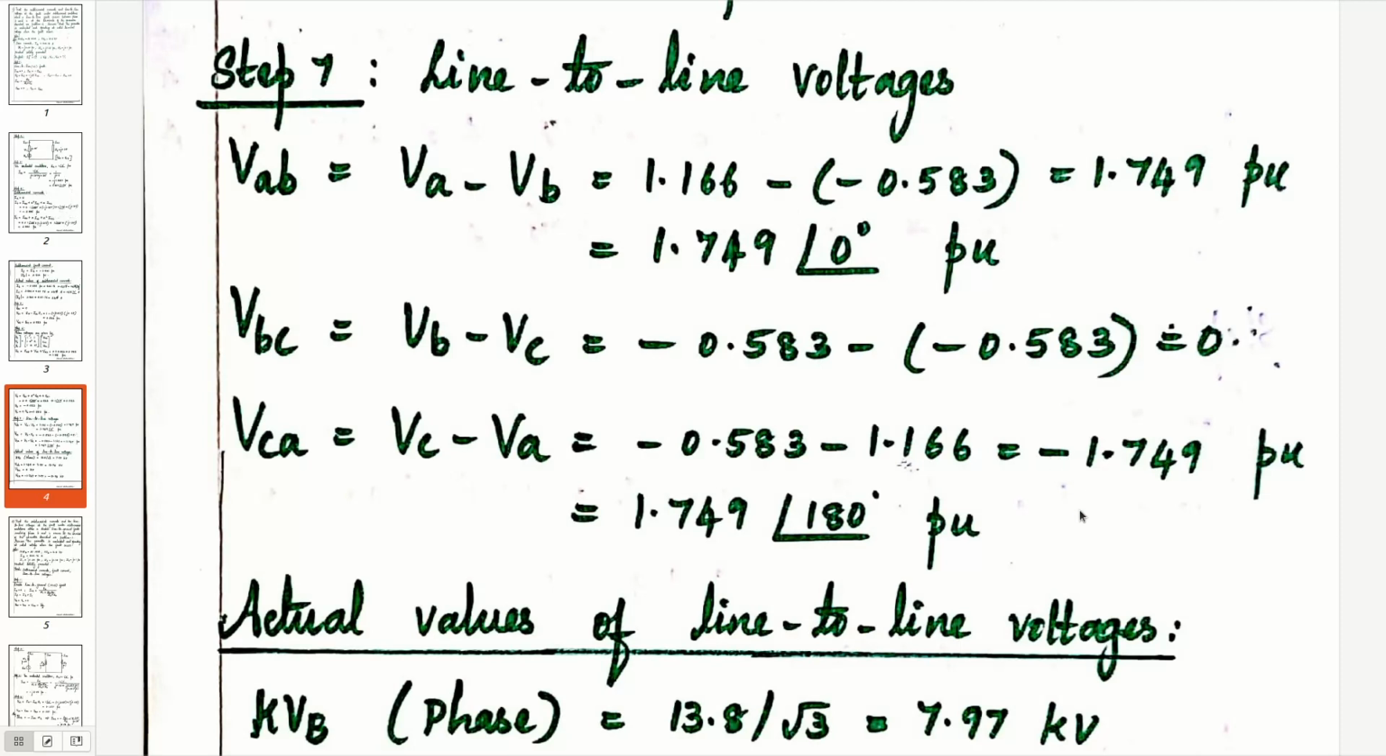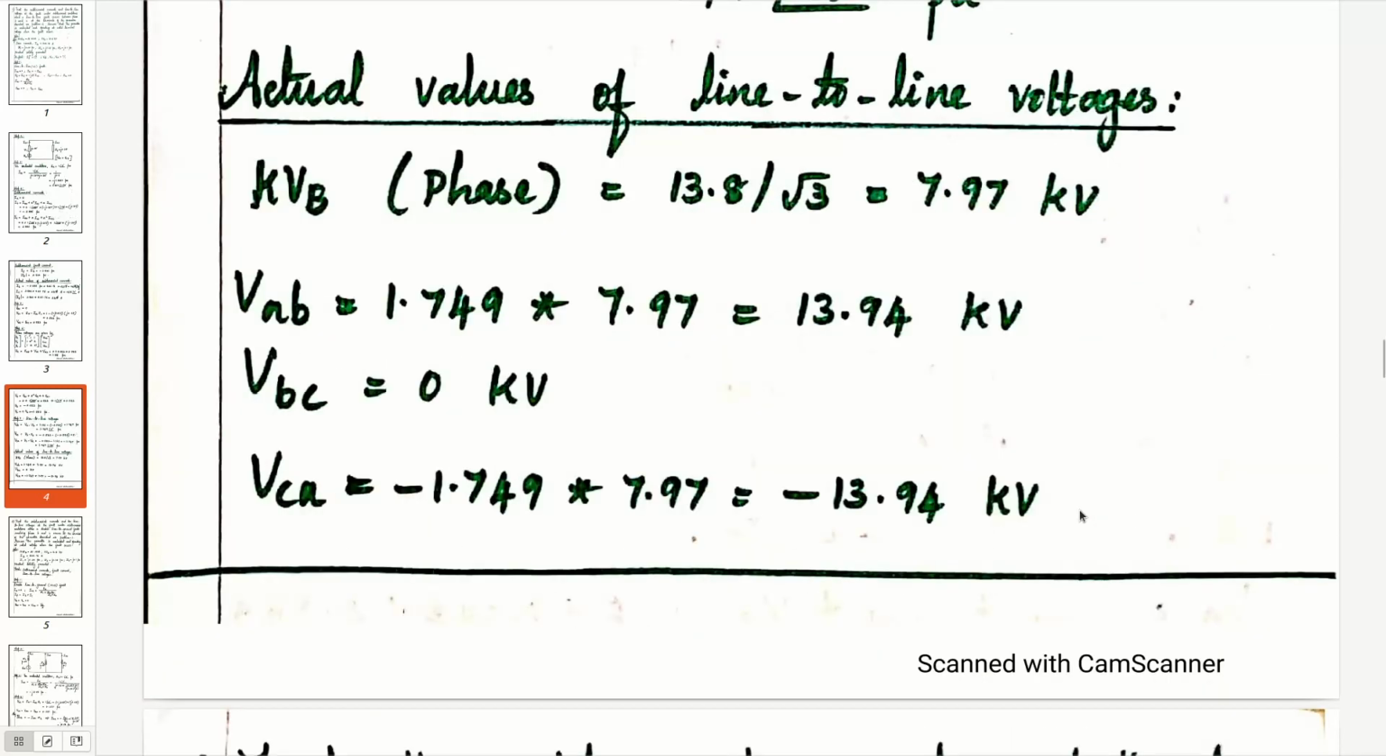Now for converting these per unit values into actual values, we have to consider the phase value of the kV base as the base value. The phase value of the base voltage should be taken, because VA, VB, VC, EA, everything are phase voltages. So VAB is equal to the per unit value of VAB times the phase value of the base voltage, which is 7.97. We got it as 13.94 kV. VBC is 0. VCA is minus 13.94 kV.